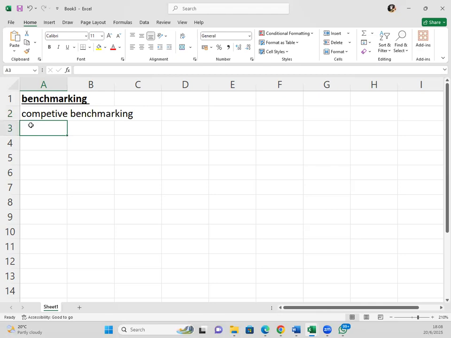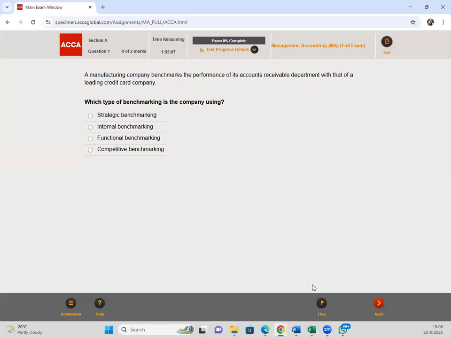There are different types of benchmarks that we were given. So we were given internal benchmarking, strategic benchmarking, functional benchmarking, and competitive benchmarking. So we have looked at competitive benchmarking. This is where you're benchmarking against the competitor in the industry. So let's go and look at the other forms of benchmarking that we are given.